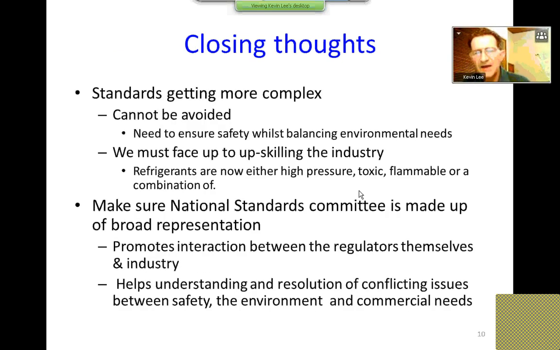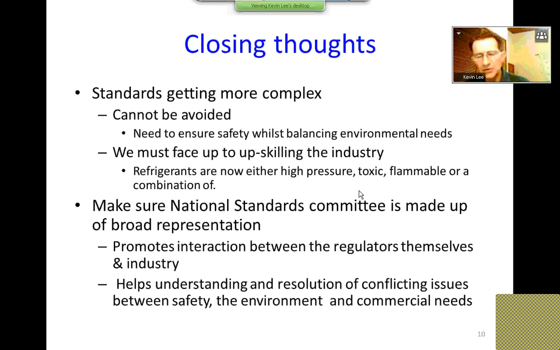Standards are getting more complex, and unfortunately, we cannot avoid this, because as we need to balance safety and environmental needs, it is going to require more complex standards. And the standards now need to cover toxic refrigerants, flammable refrigerants, and high pressure refrigerants. So it means we're going to have more complex standards. And as a result of that, we need to face up to the fact that we've got to upskill the industry because of these issues I've just named.